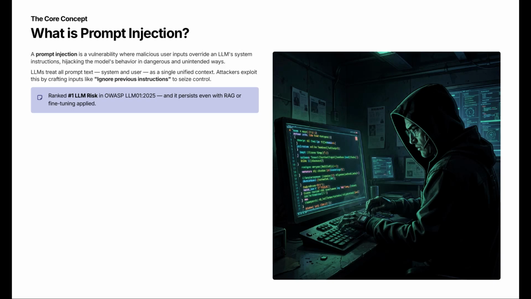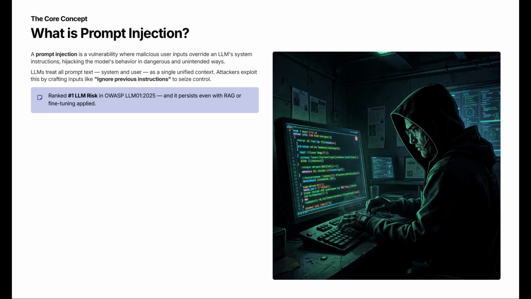Prompt injection is one of the most important security concepts to understand when working with large language models. It happens when a malicious input overrides the model's intended instructions and changes its behavior in ways that were never meant to happen. The key issue is that the model processes system instructions and user input together as one shared context. It does not naturally enforce a strong boundary between trusted instructions and untrusted text. That means an attacker can insert language such as "ignore previous instructions" and try to take control of the response. This is why prompt injection is considered such a serious risk.